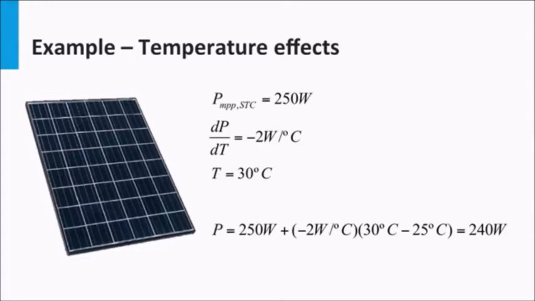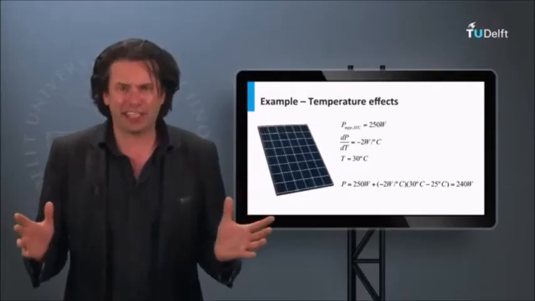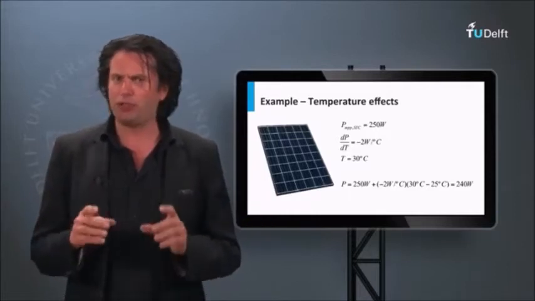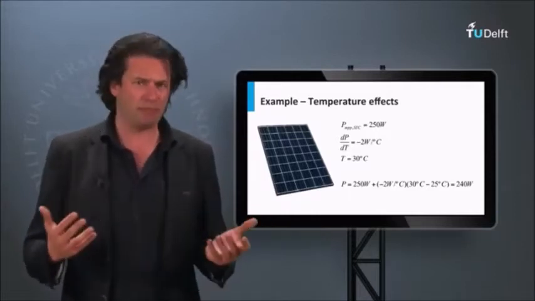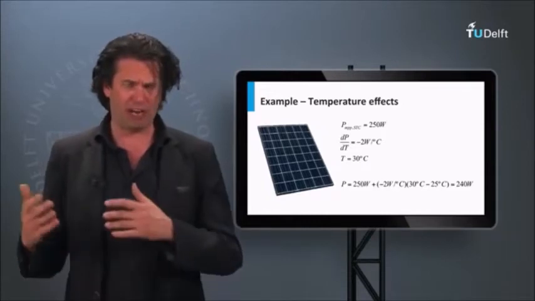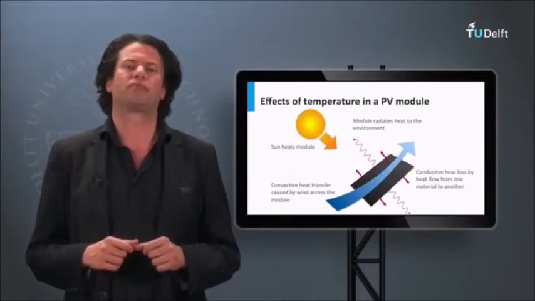As you can see, the sign of the temperature coefficient determines if the parameter is increasing or decreasing with temperature. In the exercises for this block, you will be able to use this equation to estimate the effect of temperature on the various PV parameters.